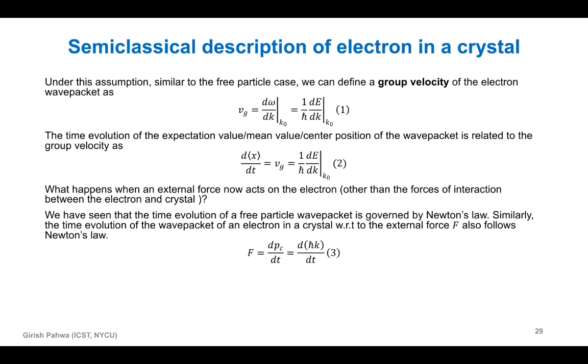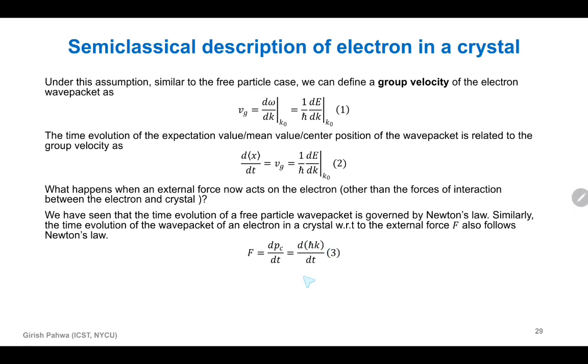Now what will happen? If I have, say, a constant external force, say if I have an electric field, right? So this force will be some charge times the electric field. Say if it's an electron, then it will be minus q times E, where E is the electric field. Say this is a constant. What will happen to k? dk by dt is equal to some constant. It means k is going to vary with time.